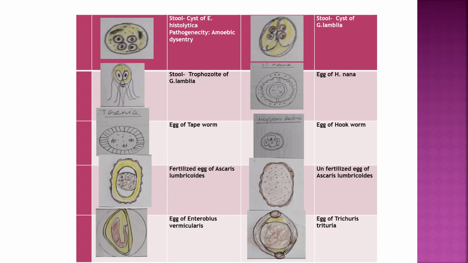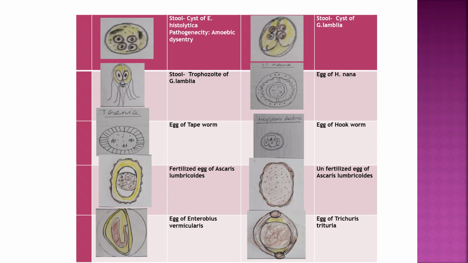Then the egg of H. nana. In that we can see the circular egg. In taenia we can see it is circular usually, and we can see 3 pairs of hooklets and the transverse striations. Then the egg of hookworm, in that we can see 4 blastomeres. Then the fertilized egg of Ascaris lumbricoides. Here you can see space between the covering and the center is the embryo. Unfertilized egg of Ascaris lumbricoides. Here you can see there is no space and it is full of dots and covering.